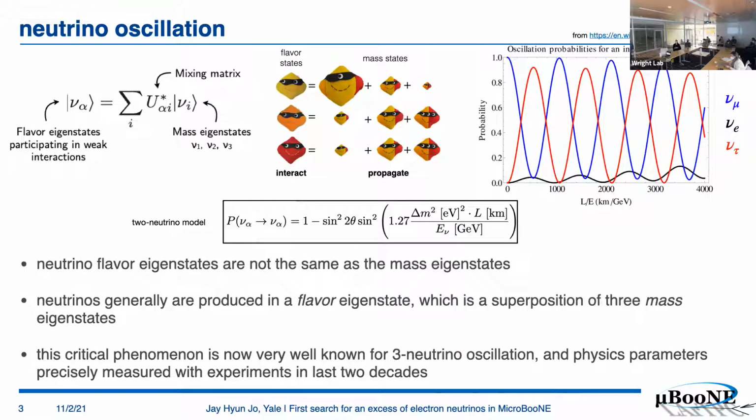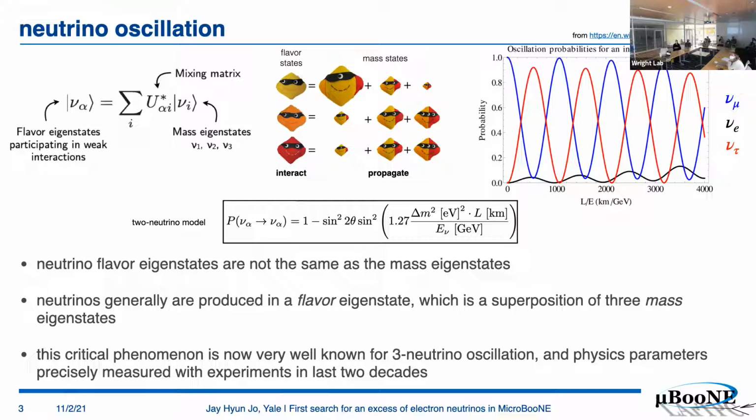So why is neutrino oscillation so special? All these special things about neutrinos start with neutrino oscillation, where the neutrino flavor eigenstates are not the same as the mass eigenstates. Neutrinos are generally produced in a flavor eigenstate, which is a combination of the three mass eigenstates. This is the expression of how the flavor eigenstate is a superposition of the mass eigenstates, and how they mix together is governed by this mixing matrix right here. And this is just the flow chart representation of what the relationship between the flavor and mass eigenstates looks like.